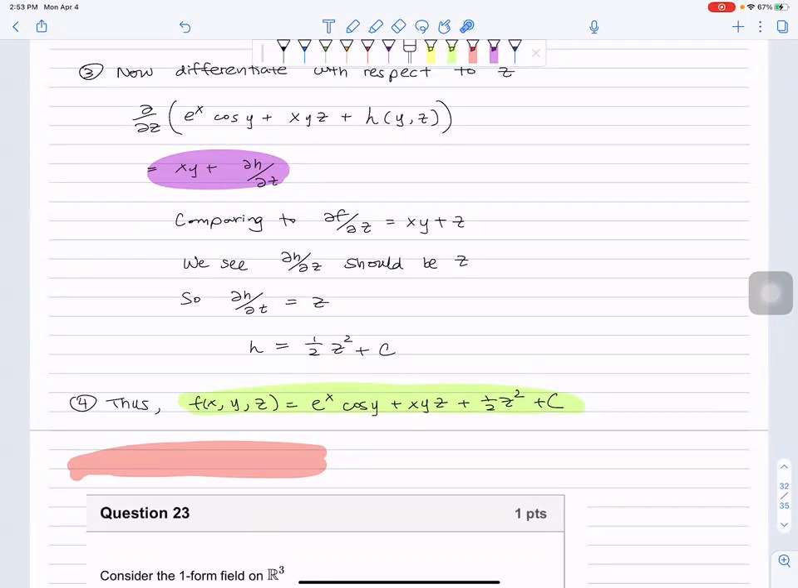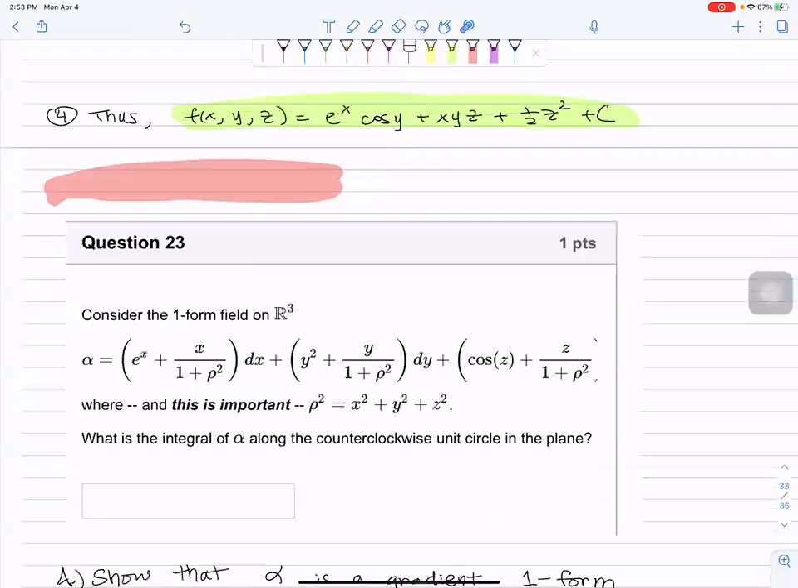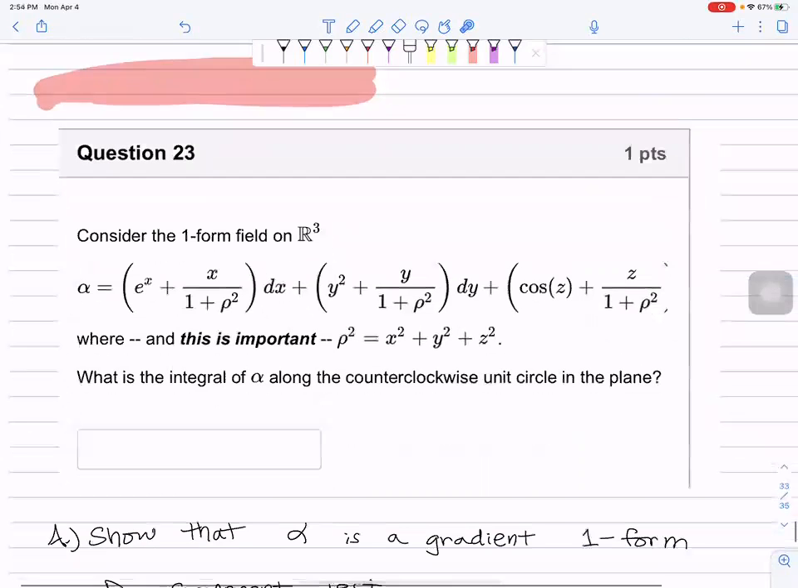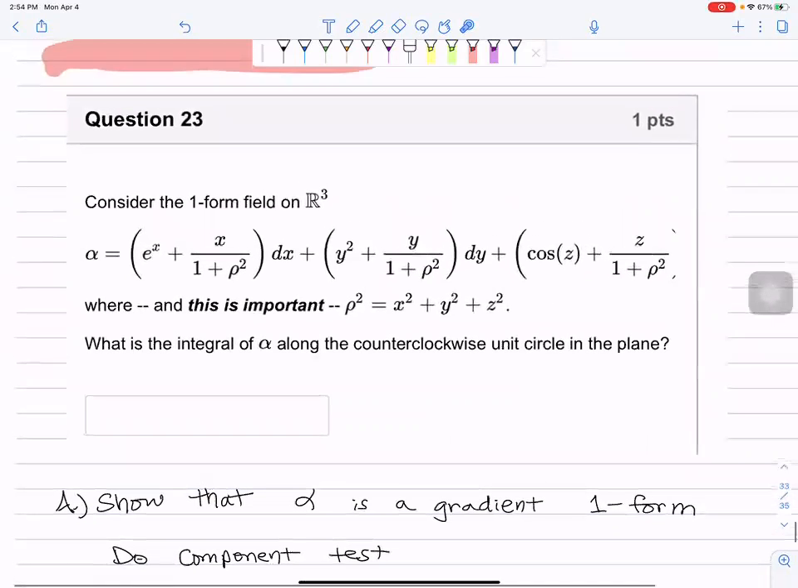Okay, one last question. This is practice problem number 23. We're considering the one form field on R cubed, which is given like this. My first question is, show that this alpha is a gradient one form. So what should I do in order to see that alpha is a gradient one form? Any suggestions?